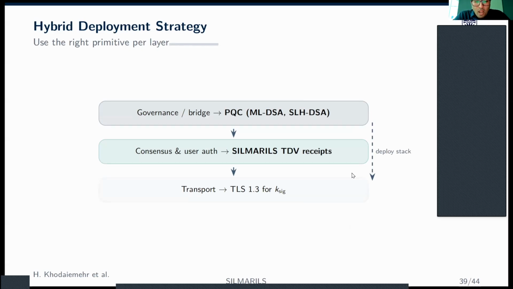And our honest recommendation, for the moment, is using a hybrid application. So no either-or application. Our recommendation is using ML-DSA or SLH-DSA whenever public verification and third-party non-repudiation matter. And use SILMARILS on validator hot paths where TDV plus optional receipts match your policy. So it simply means: consider your trust model and then use your tool.